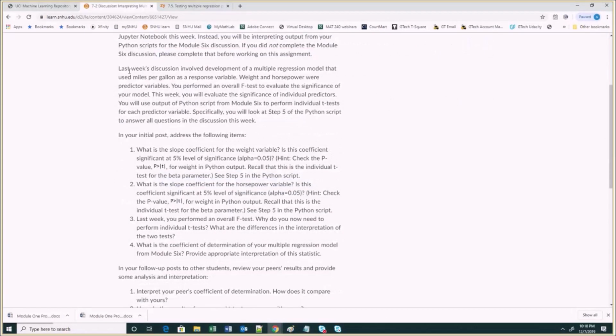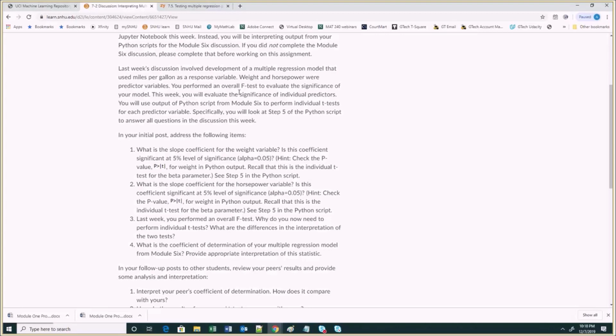Last week's discussion involved development of a multiple regression model that used miles per gallon as a response variable. Weight and horsepower were the predictor variables. So two independent variables, and the dependent variable is miles per gallon. You performed an overall F-test to evaluate the significance of your model. This week, you will evaluate the significance of individual predictors.